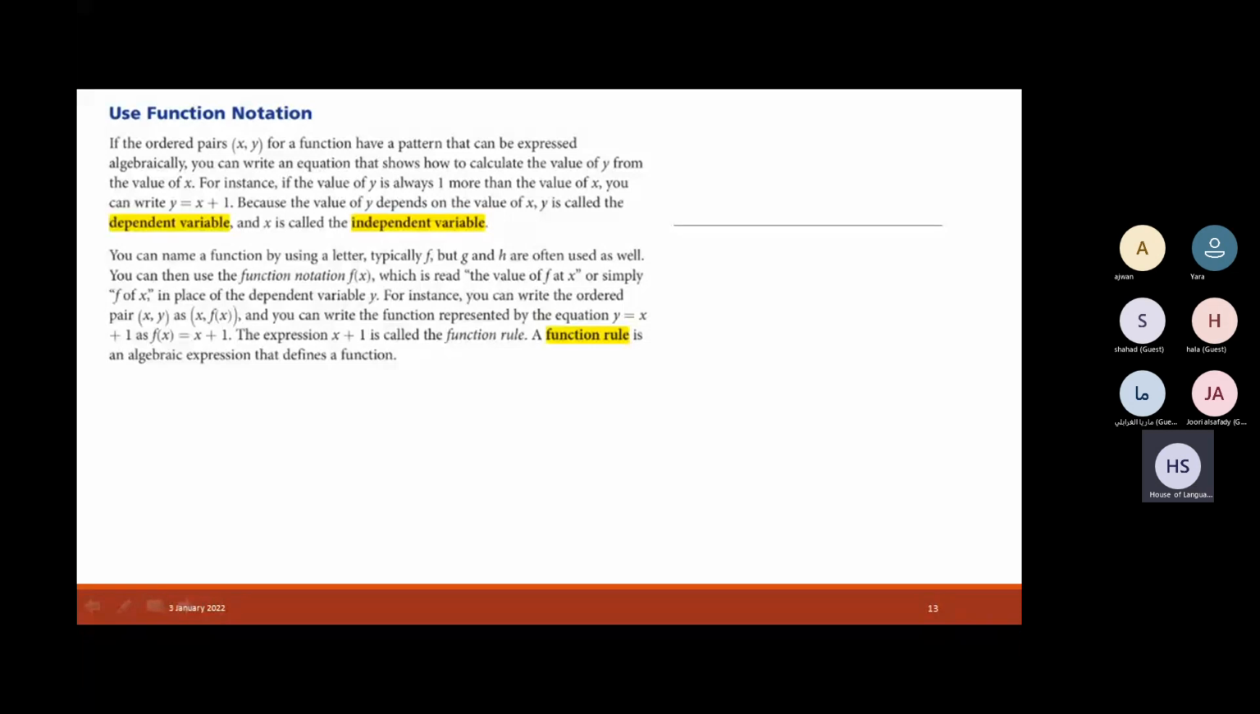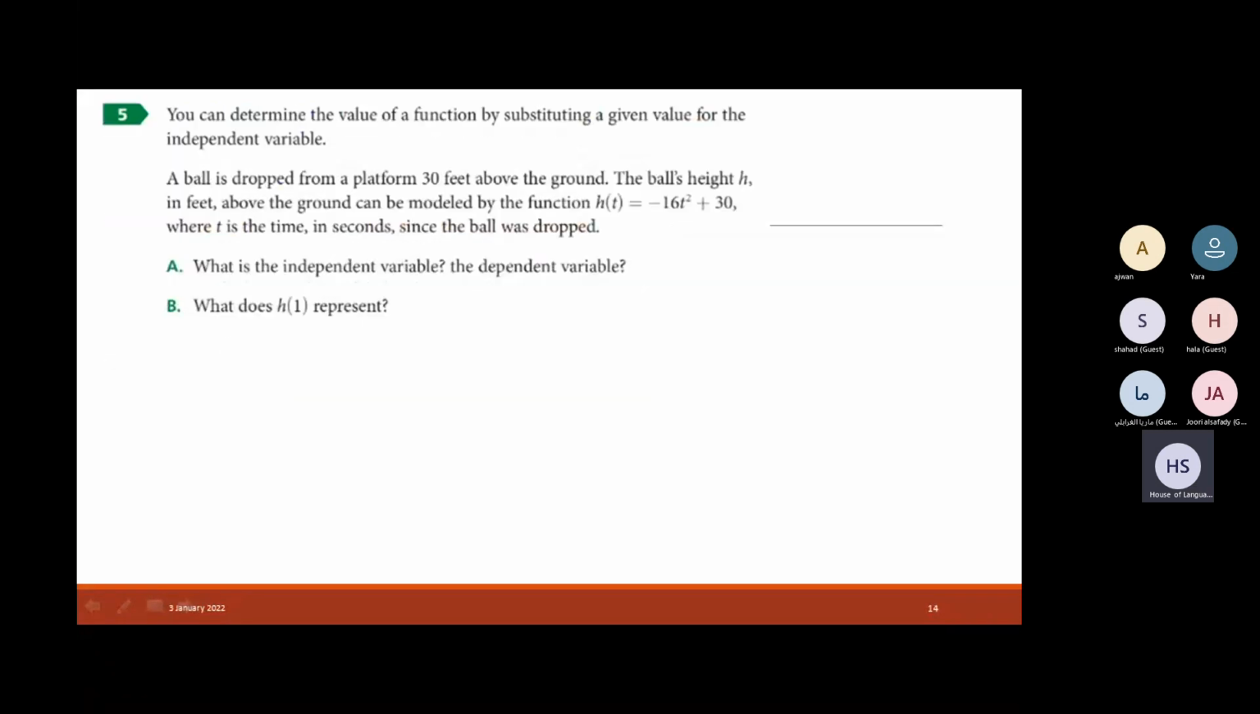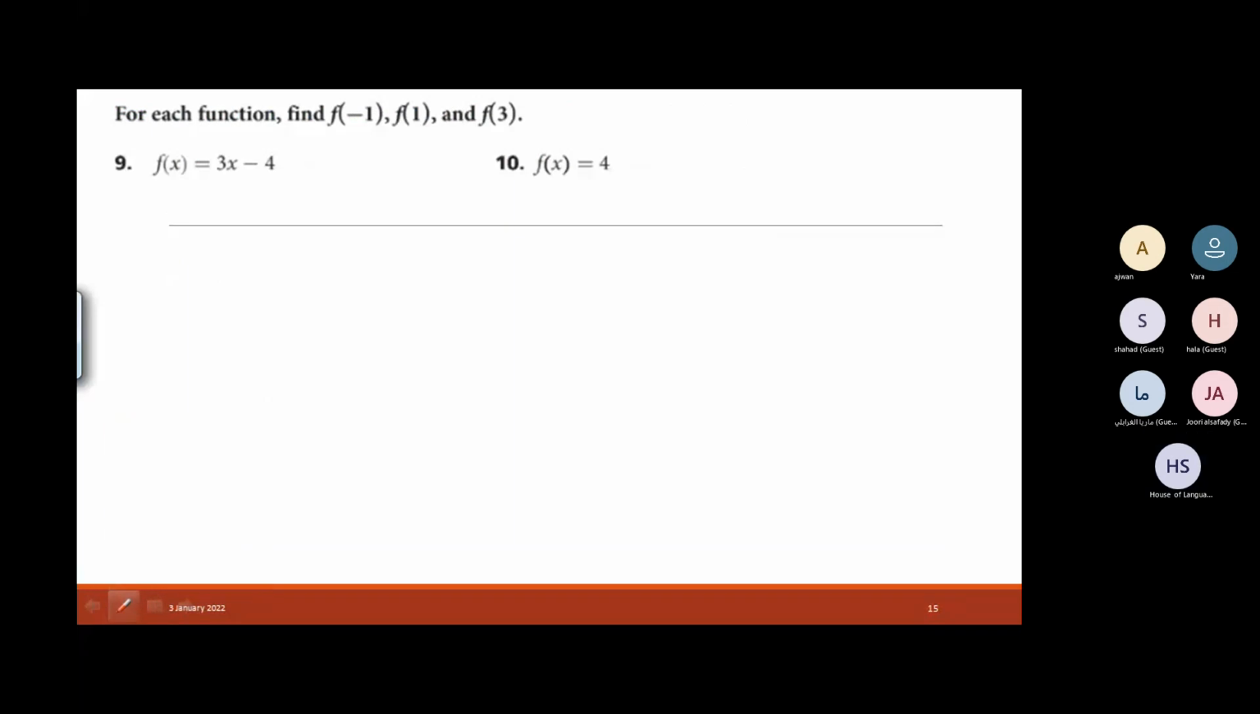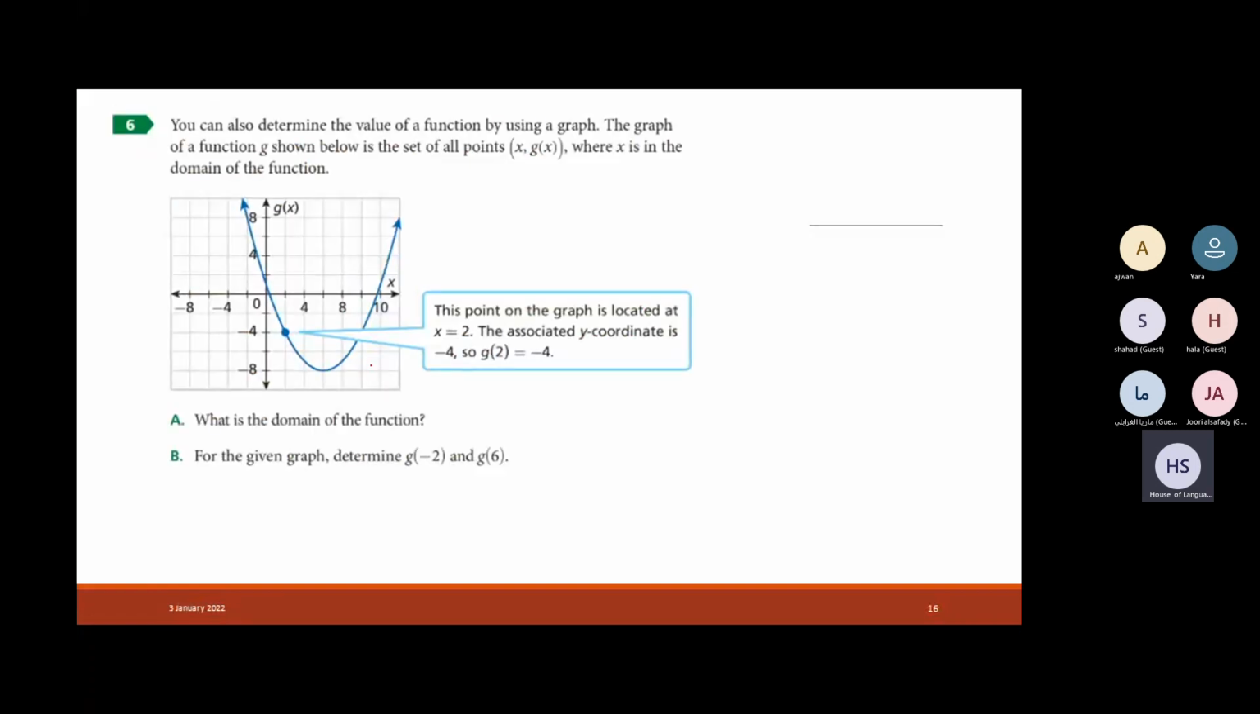We have two ways, by the rule, like if we have f of x equals 3x minus 4, and if I asked you about f of 0, you can find it. So we have now two ways to find the function at a certain point. The first way is by the equation or by the function you have, and the second way that we have to learn today is the graph, like this one.